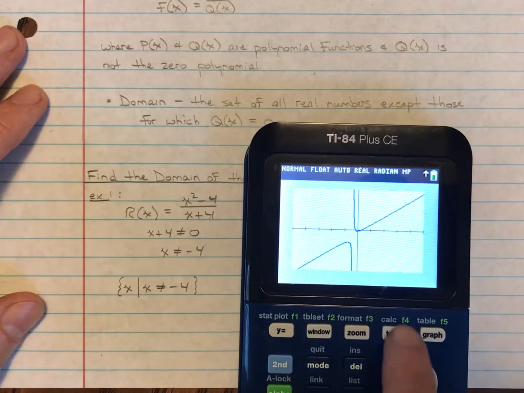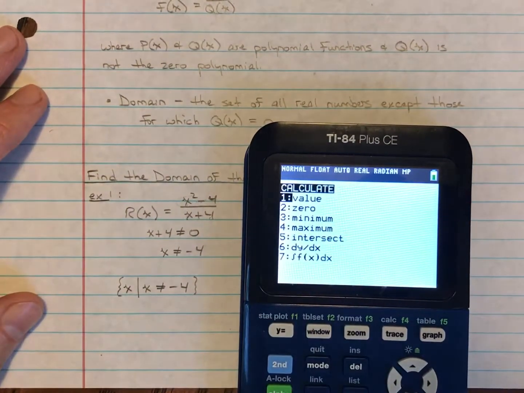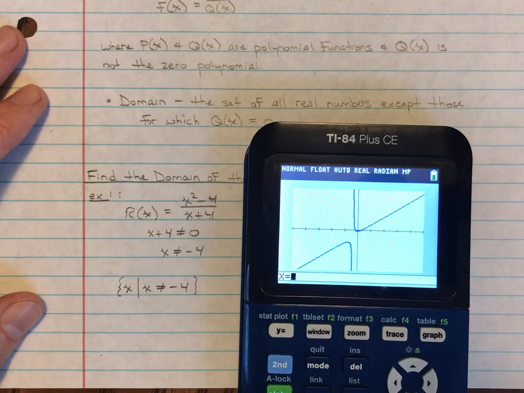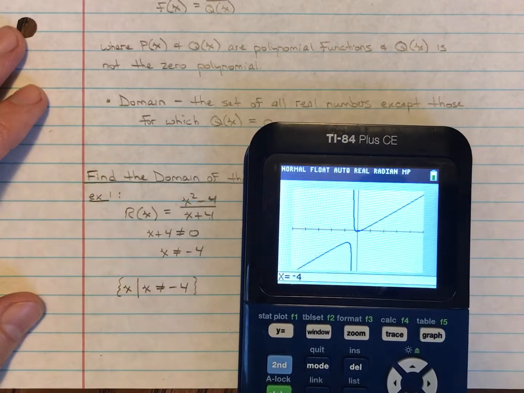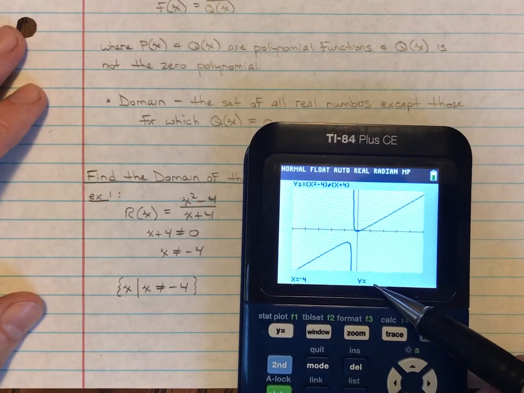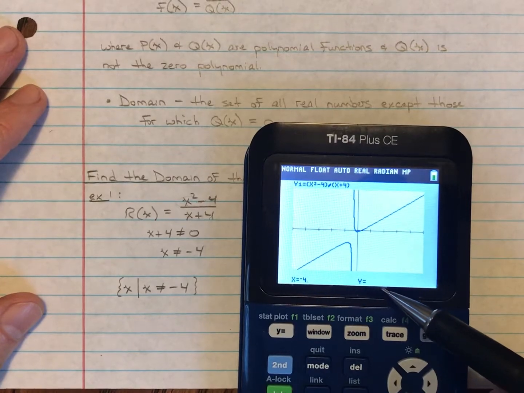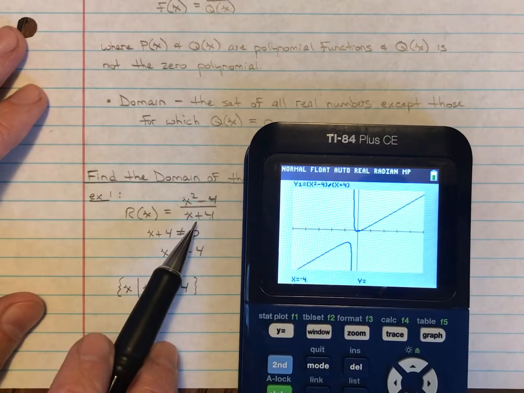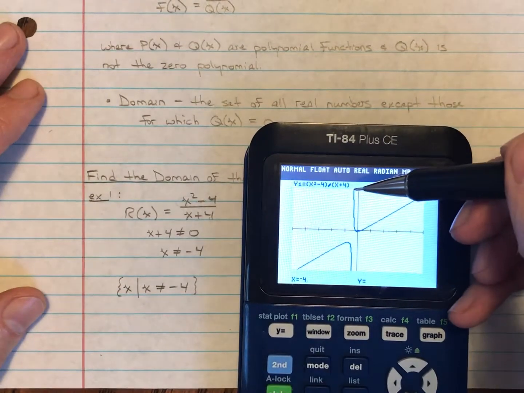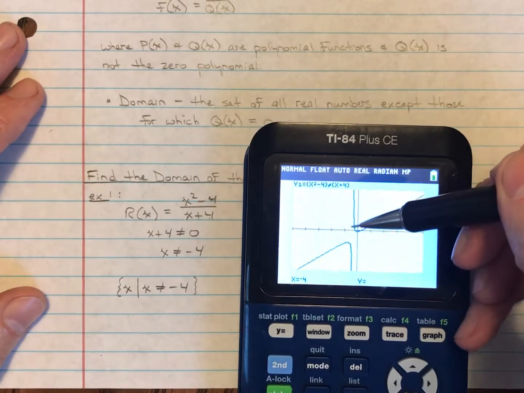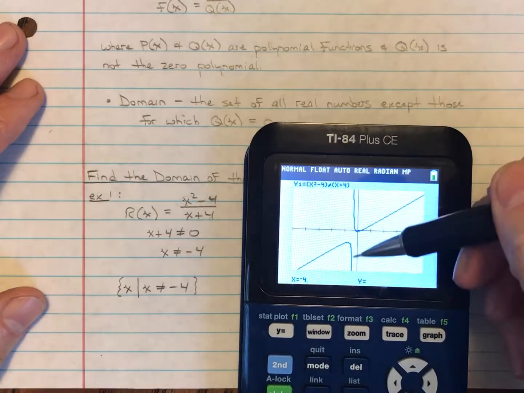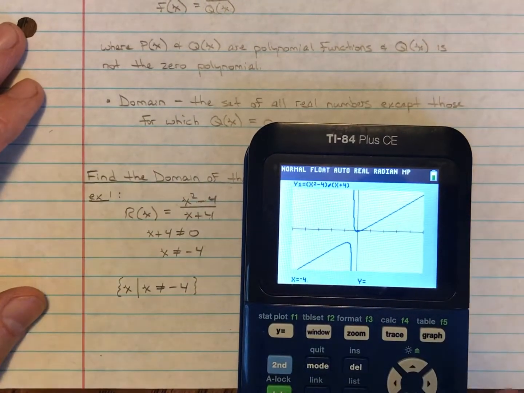If I were to say second calc, value, I'm going to choose value. Well, what's the value of the function when x is -4? It's going to return nothing, because there is no value at x equals -4. It's not defined for -4 because it results in a 0 in the denominator. There is, and we'll learn this in an upcoming video lecture, what's called a vertical asymptote at -4. That shows that -4 is not in the domain.